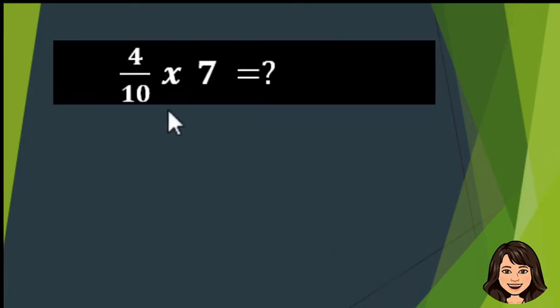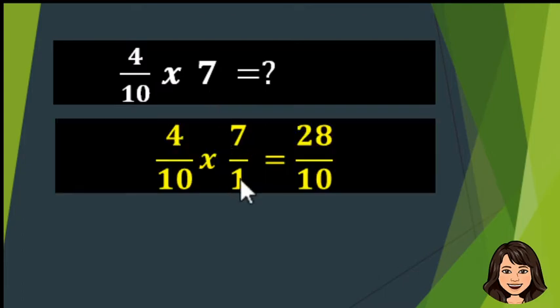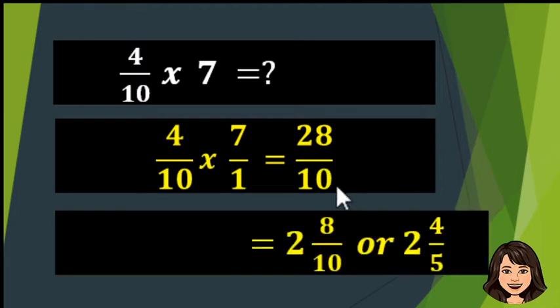Another example, 4 over 10 times 7. Change this to a fraction. It will become 7 over 1. Multiply 28. 10 times 1 equals 10. Change to mixed. You have 2 and 8 over 10. Or we have this simplified form, 2 and 4/5.